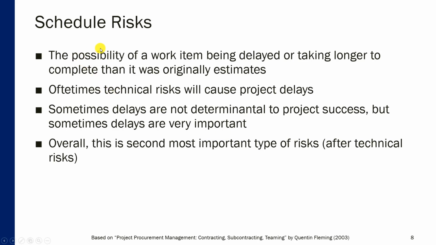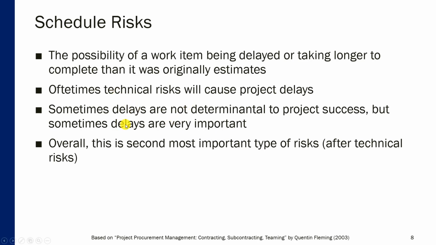Now, schedule risks are mostly related to the possibility of a work item being delayed or taking longer to complete than it was originally estimated. Oftentimes, technical risks will cause project delays. Any faulty technology or technical difficulties typically prolong the time a particular project requires to be completed because there are all those reworks, redos, or simply pauses in the project in order to figure out what went wrong, what kind of technology is causing a particular technical problem, and how it can be replaced.